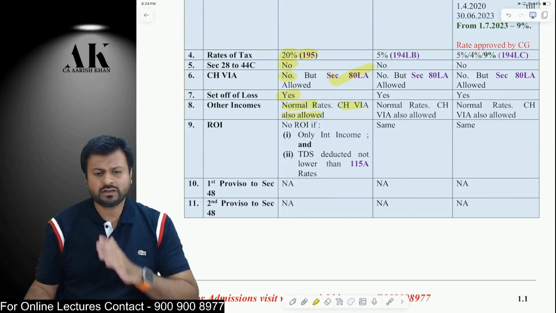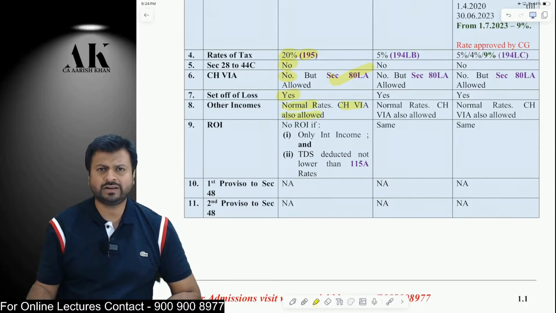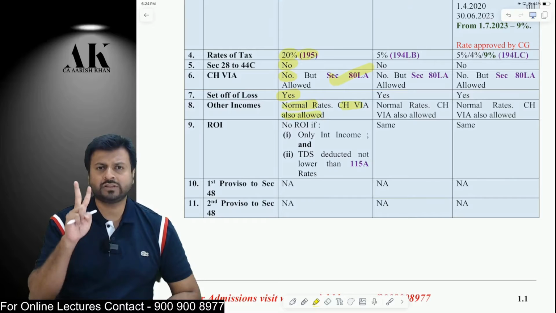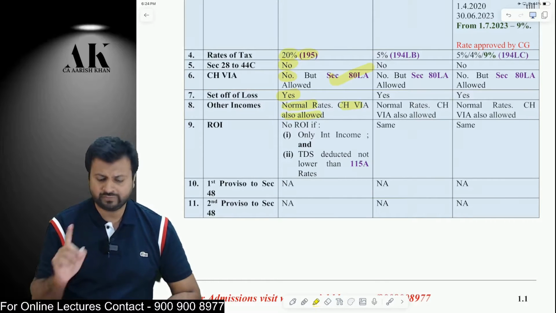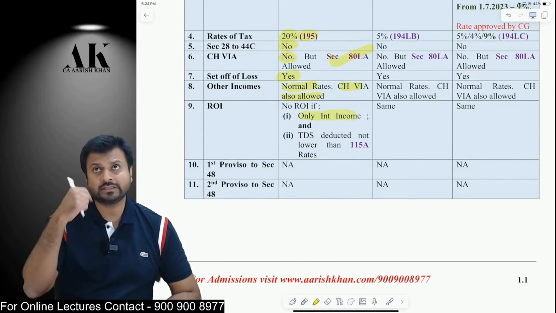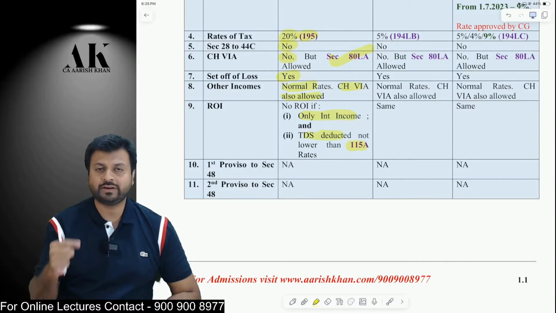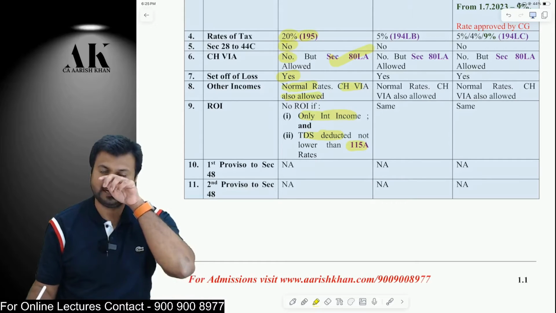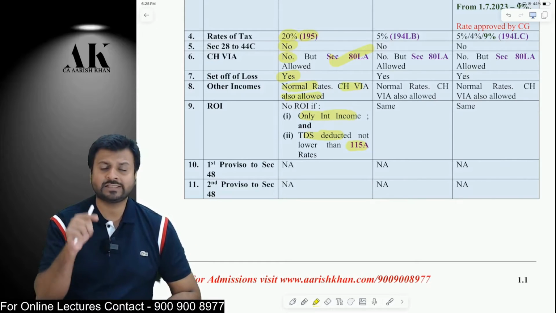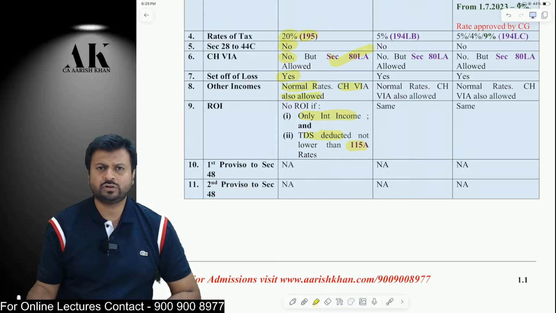What about the return of income? Is the non-resident supposed to file the return of income? If the non-resident fulfills 2 conditions, there is no need to file the return of income. First, if the non-resident earns only this interest income, and the TDS is also deducted at the rate mentioned in 115A, not lower than 115A. Suppose the rate mentioned over here is 20%, and if the TDS is deducted at 20%, and if the assessee only earns the interest income, there is no need to file ROI.